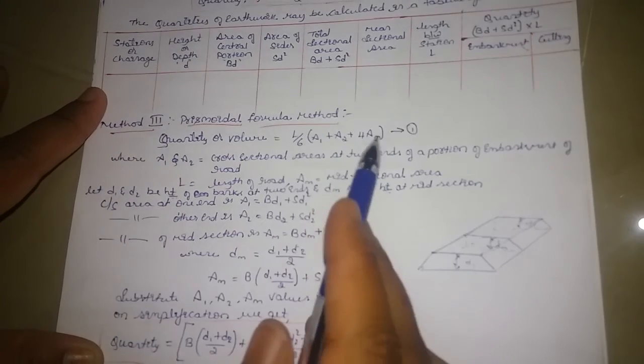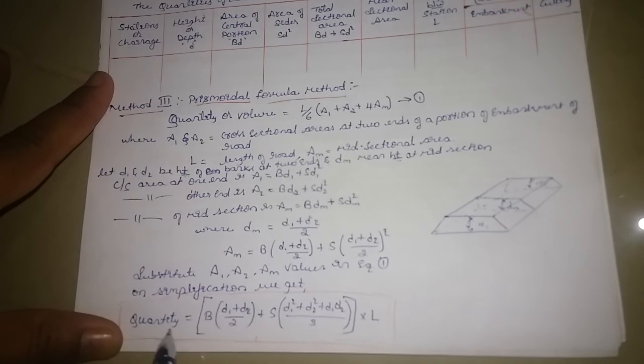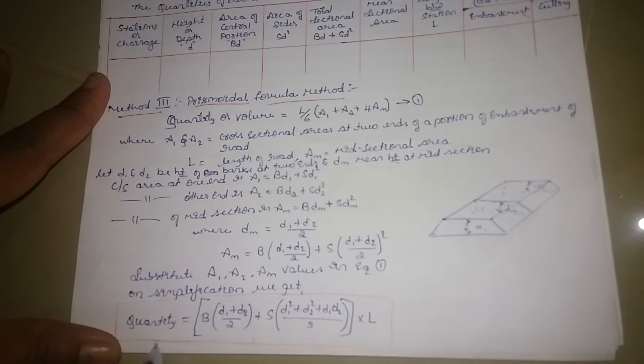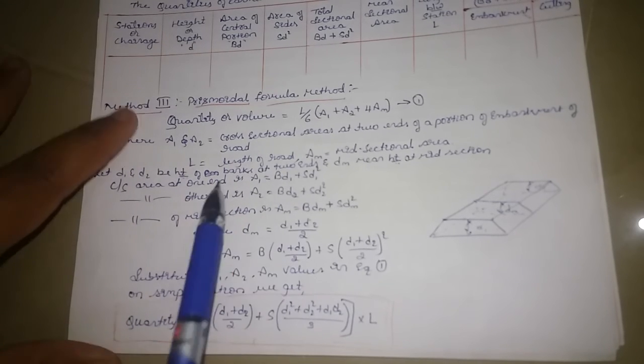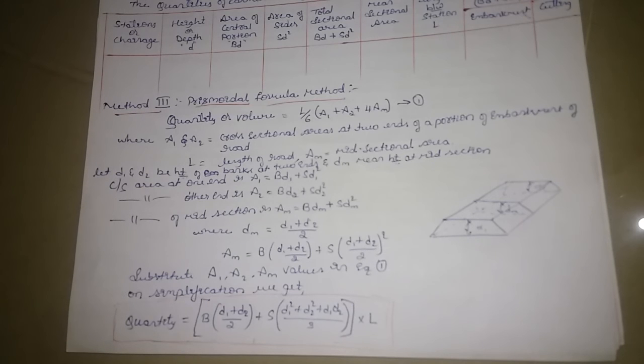If I go on substituting and calculating, the final value will be that the quantity is equal to b into d1 plus d2 divided by 2 plus s into d1 square plus d2 square plus d1 into d2 divided by 3, all into length. So this becomes your quantity, that is the mean prismoidal area into length. This is how we find the quantity or volume of the earthwork by following the prismoidal formula method. Is it understood? There are three methods. One by one we will see that again, and we'll wind up this part.